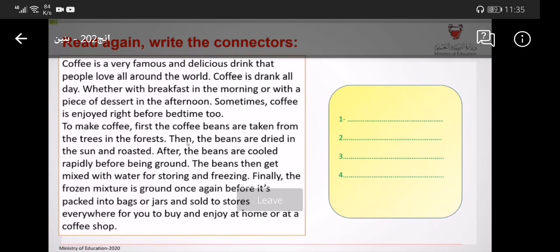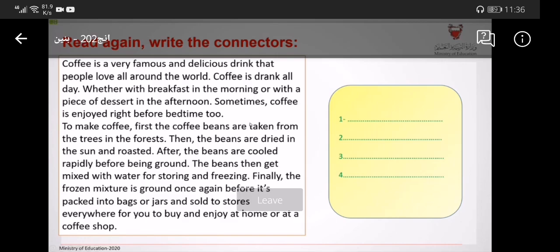See, we started with an introduction here. Coffee is a very famous and delicious drink that people love all around the world. Coffee is drunk all day. Here we are talking about the audience who is consuming this product, and when they are consuming it: with breakfast in the morning or with a piece of dessert in the afternoon. And then we finished the paragraph with: sometimes coffee is enjoyed, with a passive form, right before bedtime too.